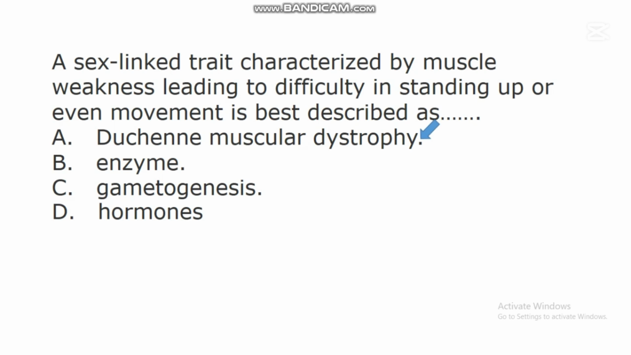This Duchenne muscular dystrophy is a sex-linked trait that is characterized by muscle weakness, leading to difficulty in standing up or even movement in an individual. So this is one of the traits controlled by genes located on X chromosomes.